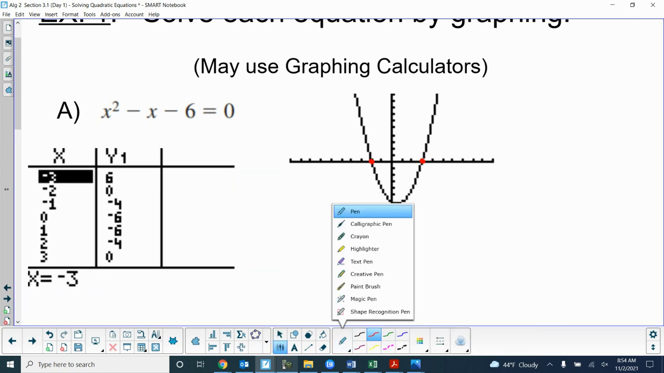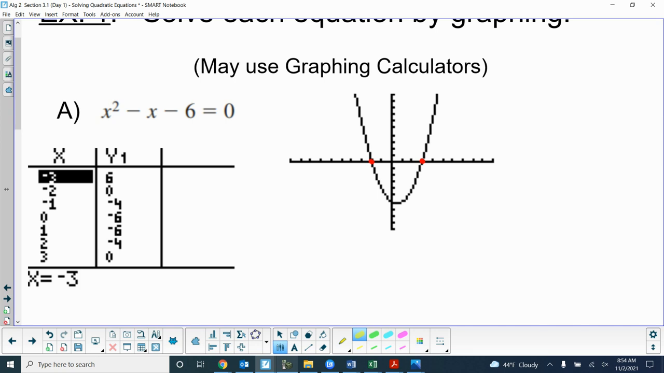Where do we see the y equals 0? See the 2 zeros in the y column? Those are our 2 solutions, our 2 roots. Okay?